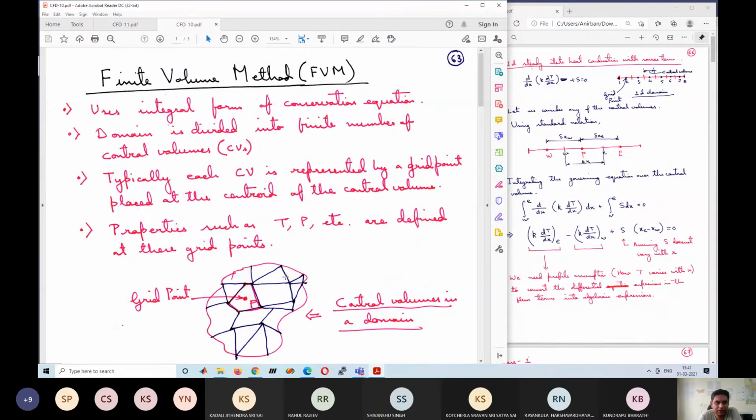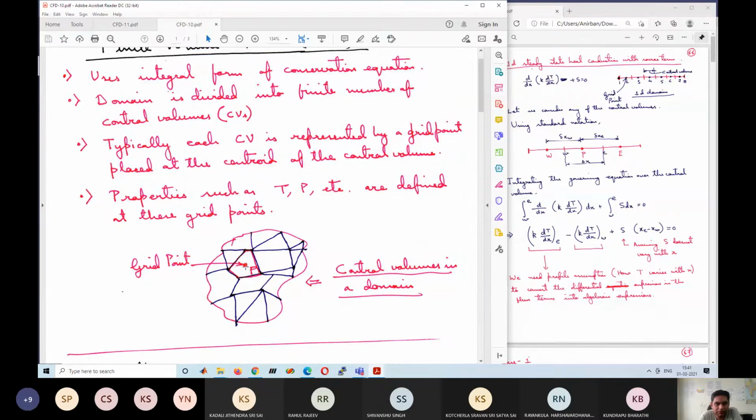So the basic idea was that we divide the domain into a finite number of subdomains, which are known as control volumes. Each subdomain is represented by a grid point at its centroid. Okay, it may not be at the centroid, but for general cases we can assume that it is at the centroid. And let me bring the mic closer.